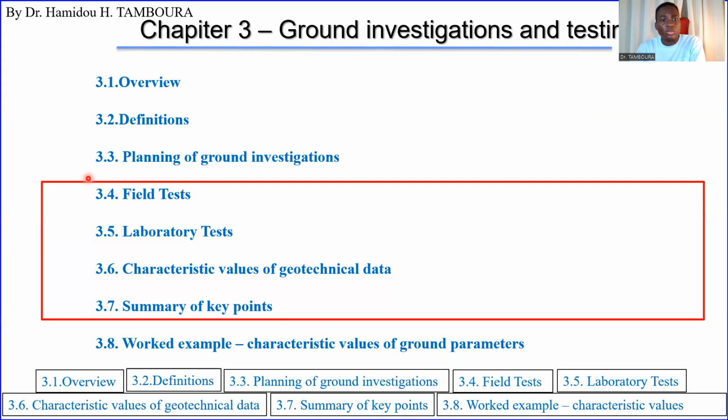Okay, so the previous video was on these first 3 points. This video is about these 4 points. Okay, so field testing, laboratory test, and characteristic value of geotechnical data. I think all the ground investigation and testing is about this characteristic value, how we can obtain this characteristic value.